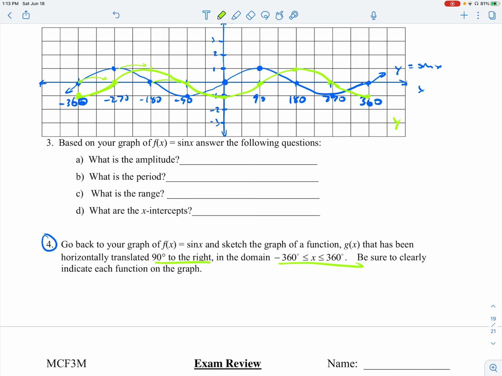If I had to write an equation for this, I would write sine. And if it shifted 90 to the right, then I would write x minus 90 in the bracket. That shows a phase shift of 90 to the right. Remember, it's always the opposite sign for the direction that it goes in.